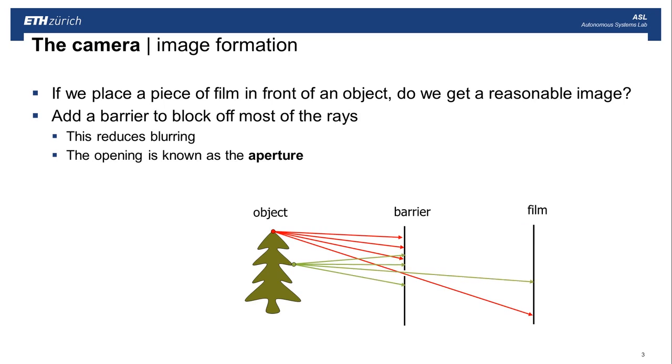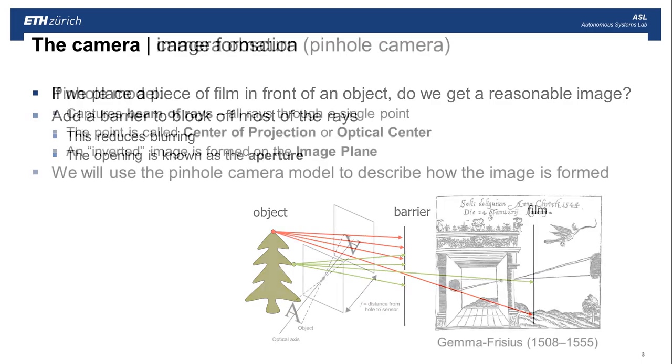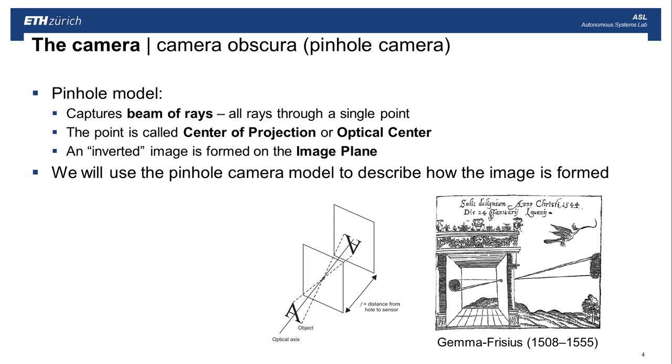In order to see an image, we would like to be able to select a specific light ray for each point in the scene. One solution is to add a barrier with a small aperture, in order to block off most of the rays, as is illustrated in this image. The simple solution is the one behind the pinhole camera or camera obscura, which in Latin means dark room.